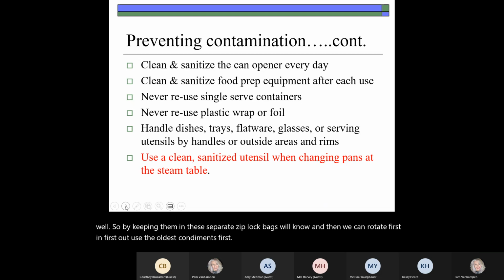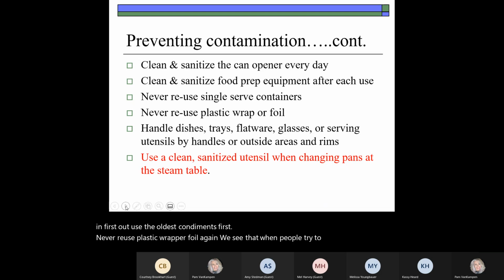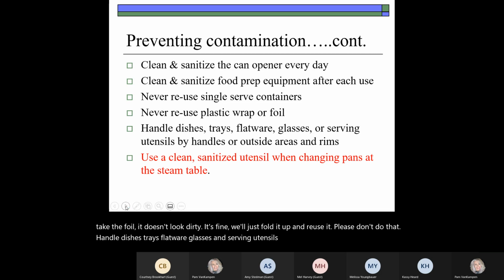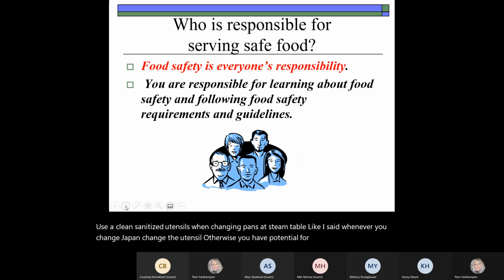Never reuse plastic wrap or foil. Again, we've seen that when people try to save money and they take the foil, it doesn't look dirty, it's fine, we'll just fold it up and reuse it. Please don't do that. Handle dishes, trays, flatware, glasses, and serving utensils by handles or outside areas. Don't put your fingers in and carry 4 glasses to the table. Use a clean, sanitized utensil when changing pans at a steam table. Like I said, whenever you change a pan, change the utensil. Otherwise, you have potential for cross-contamination.